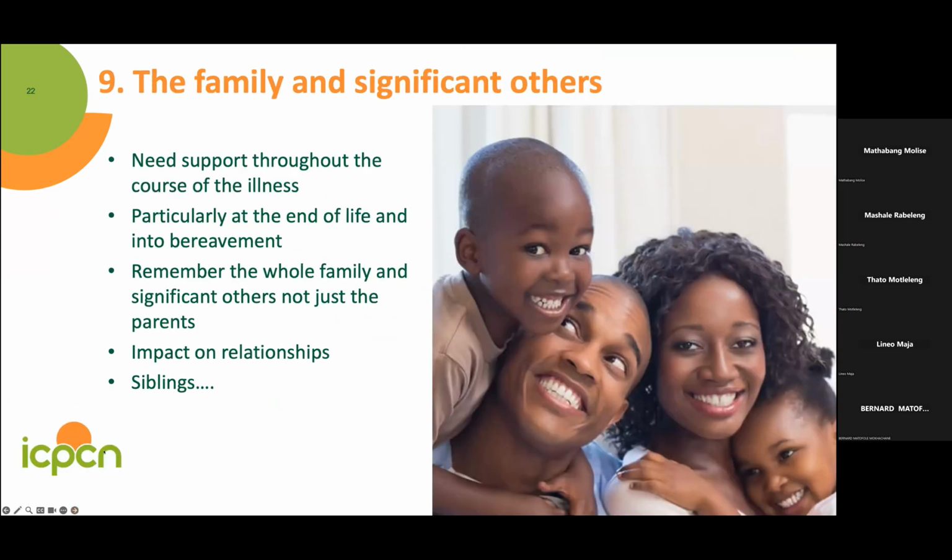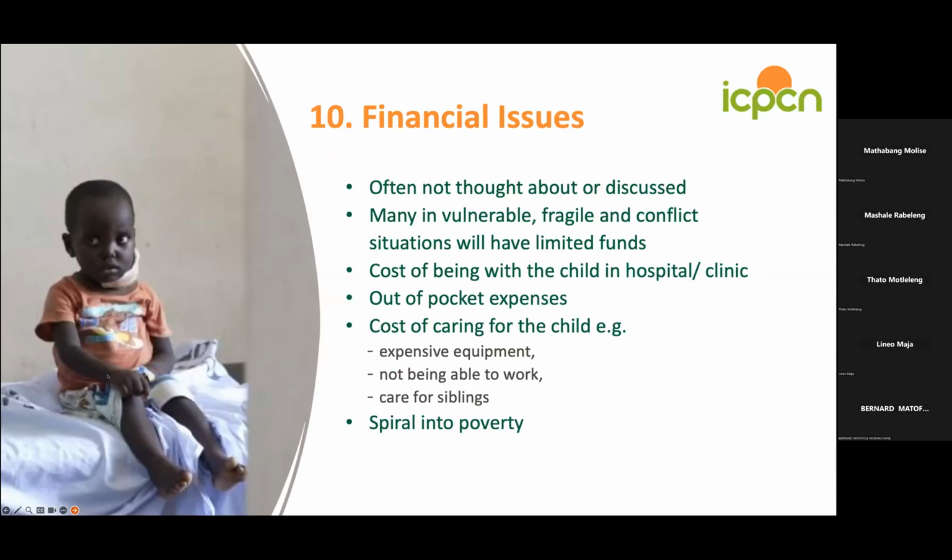And that brings in the family and their significant others. Don't forget the siblings, but how do we support the families? And particularly when maybe the family is split as they're receiving care, not near their home. So let's remember the whole family. Let's think about the impact on relationships, the impact on longer term care for their brothers and sisters. And that links us into financial issues. We know that many families will spiral into poverty. That having a child needing care has great financial impact on the rest of the family.